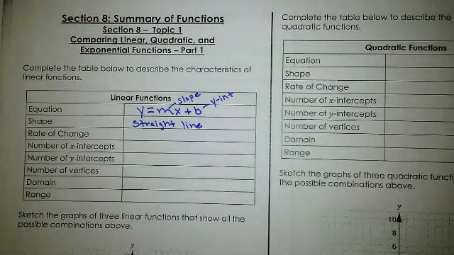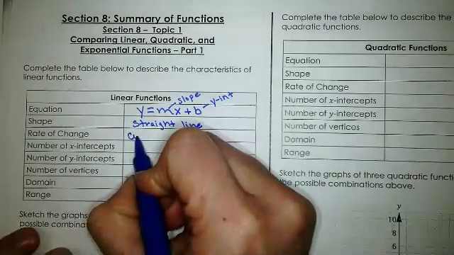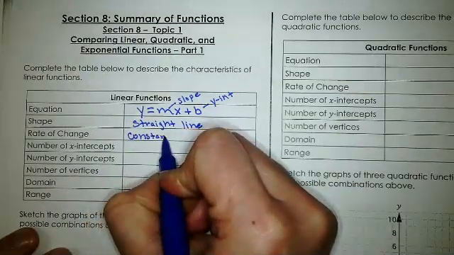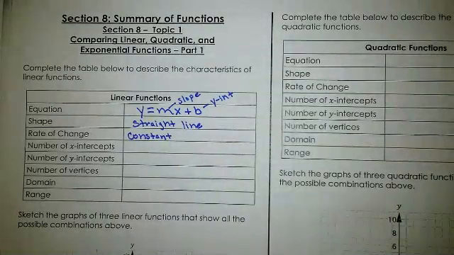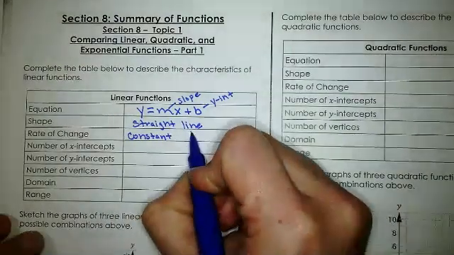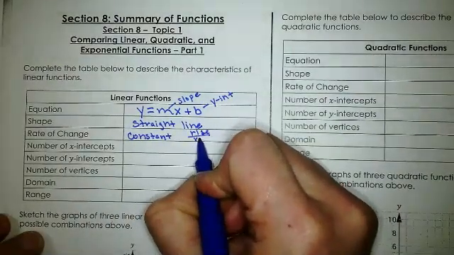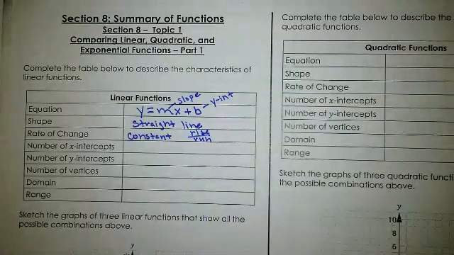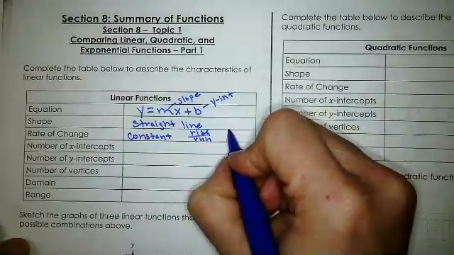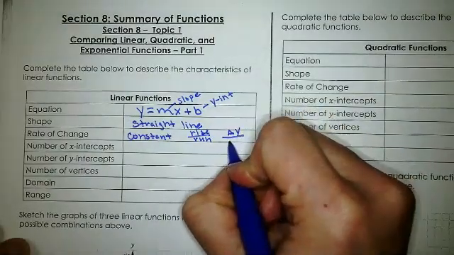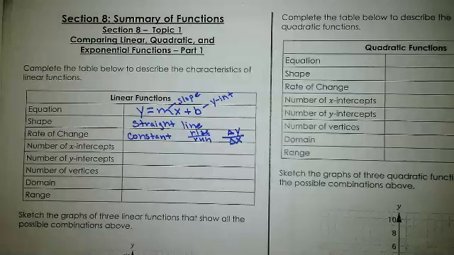The rate of change of a linear function is constant for the entire line. So that means your rise over your run is the same for the whole line, or your change in y divided by your change in x is constant, or the same, for the whole line.